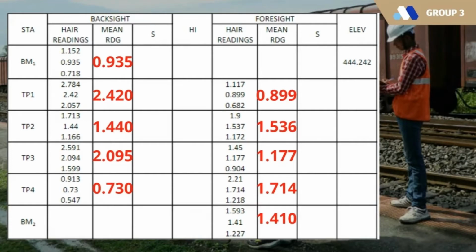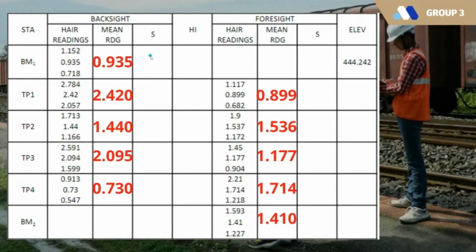But first, how do we determine what reading is the upper, lower, or middle by just looking in the field note? The first reading in a particular station is the upper reading, then followed by the middle reading, which is of course located in the middle, and the last one is the lower reading. So again, the formula for getting the stadia is to subtract the upper reading from the lower reading.